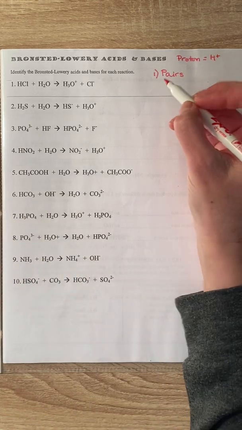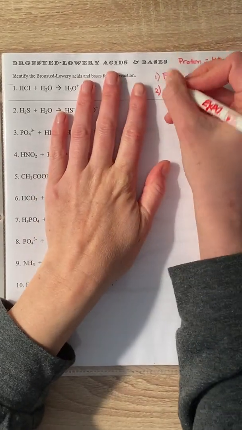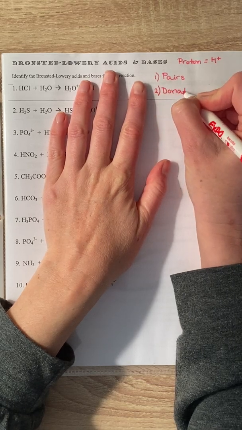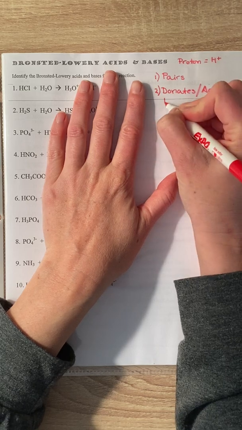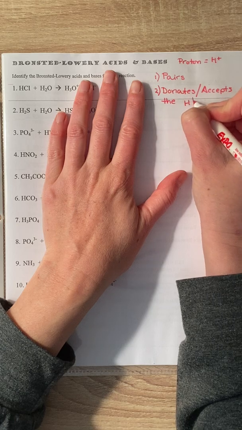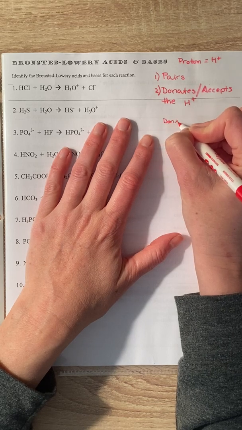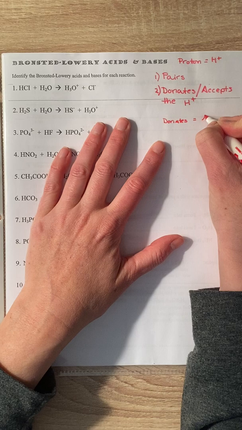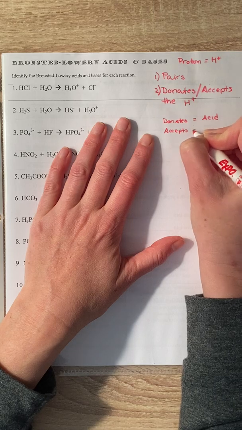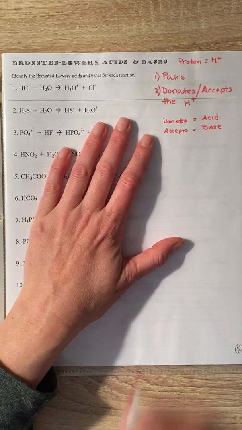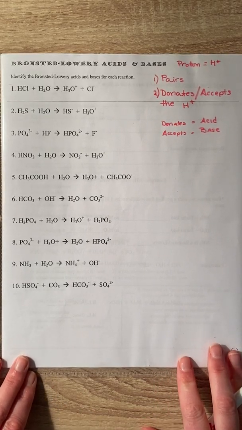All right, so we have to figure out our pairs. Then we have to figure out who donates and who accepts the proton. And I'm just going to put H plus because that's easier to write. Okay, and remember that whoever donates the H plus is the acid. Whoever accepts the H plus, that is your base. Okay? So that is just a quick review of the notes that was just in the video.